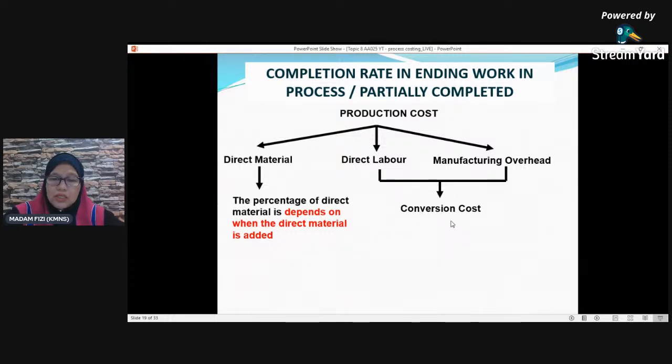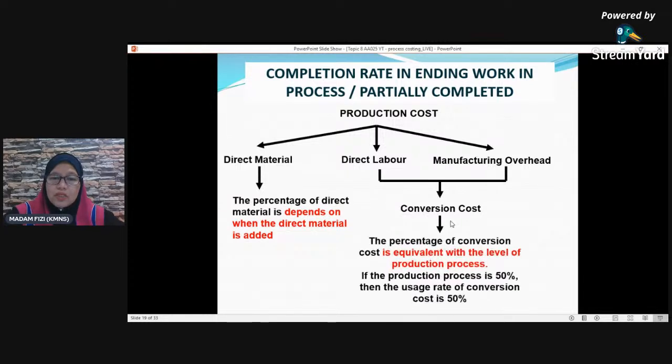But how about the conversion cost? Okay, for the conversion cost, the percentage of conversion cost is equivalent with the level of production process. So conversion cost ni kita tak risau sangat. Because kita akan follow saja. If the production process is 50%, then the usage rate of conversion cost is 50%. Maksudnya rate dia sama dengan the production process. Okay. Okay, so far awak fahamkan dulu ya yang ini.